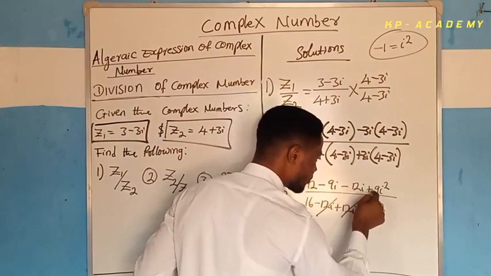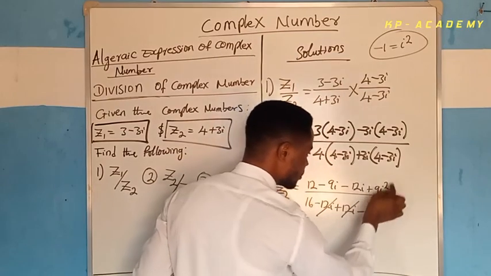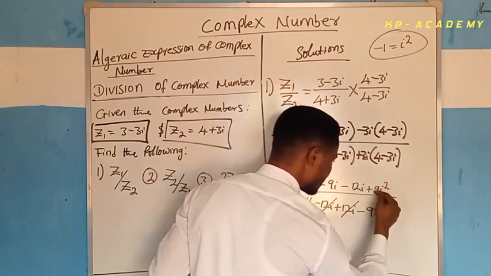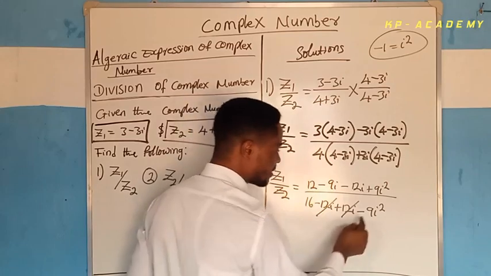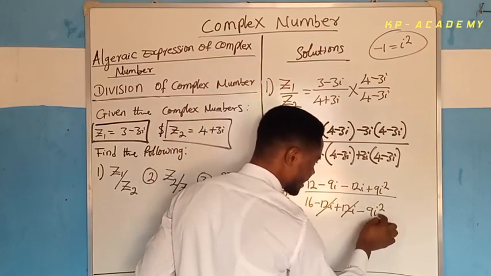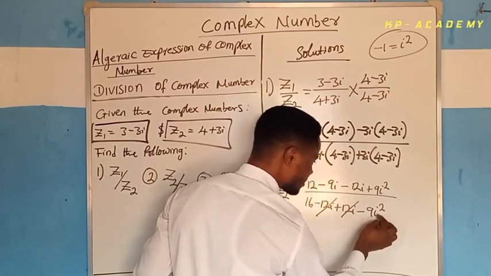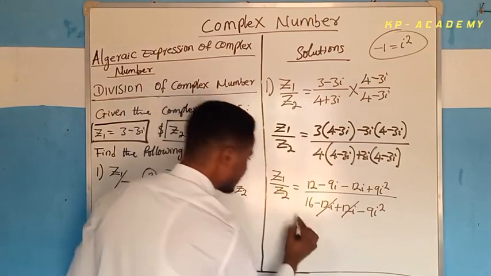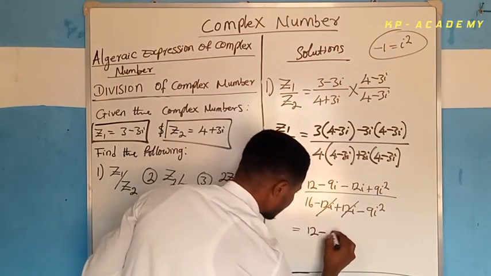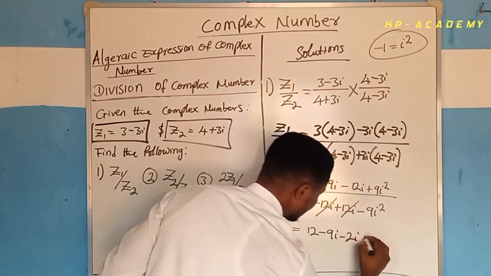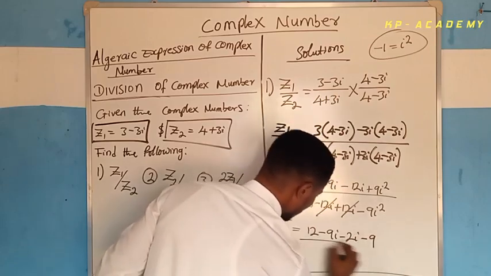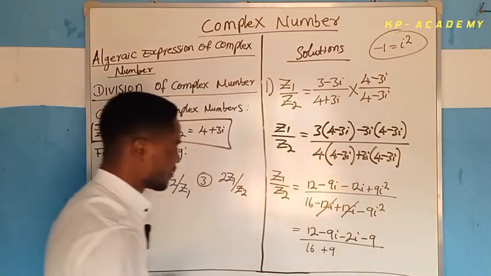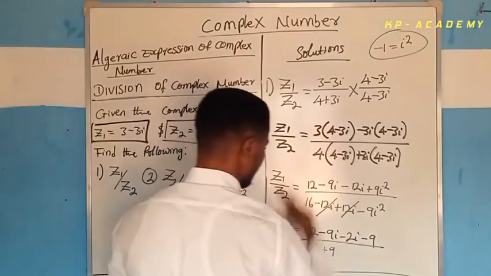Of course here now, plus 9i squared is the same thing as minus 9, because this i squared means minus 1, and that minus 1 will come out and multiply this plus 9 to turn it to minus 9. Again, this minus 9i squared, this i squared attached to it is the same thing as minus 1, and this minus 1 will multiply this minus 9 to give me plus 9. Therefore, I'm going to have that this is equal to 12 minus 9i minus 12i minus 9 all over, here I have 16 plus 9. Very, very important.